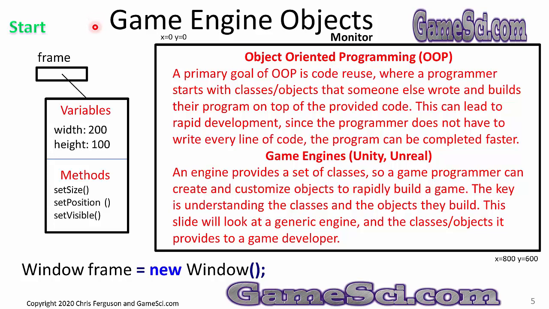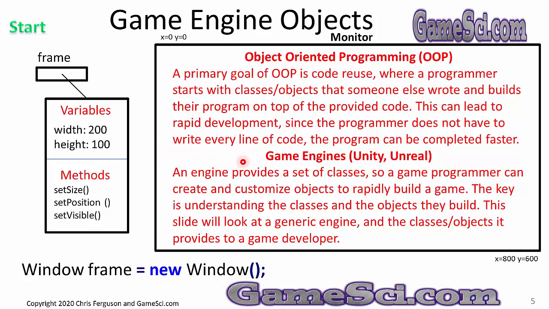Game engine objects. In object-oriented programming, a primary goal of OOP is code reuse, where the program starts with the classes and objects that someone else wrote and builds their program on top of the provided code. This can lead to rapid development. Since the programmer does not have to write every line of code, the program can be completed faster. So beginning object-oriented programmers are often provided a set of classes and objects, and they say use these classes and objects to write a program.